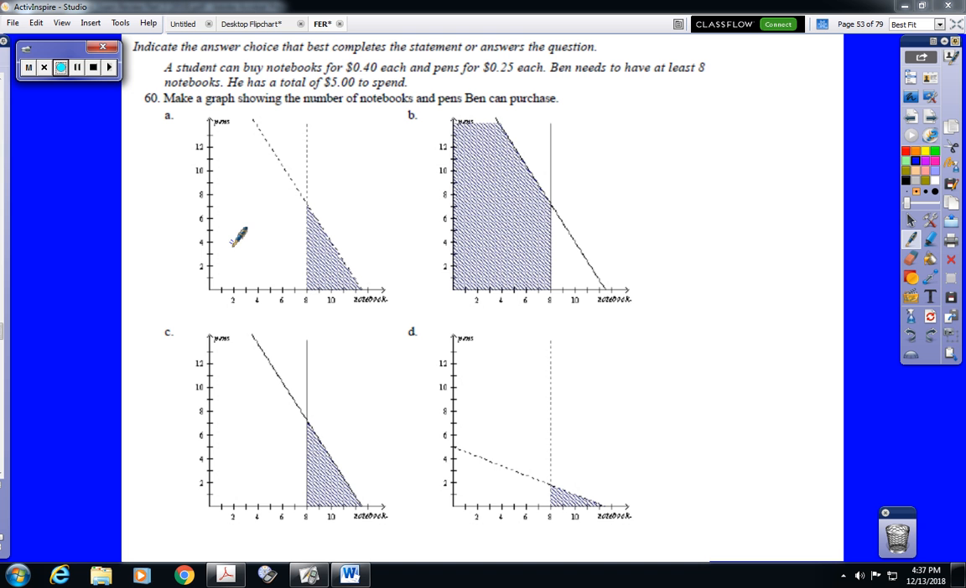Ben needs to have at least 8 notebooks. Okay, so there's one inequality. Ben needs to have at least 8 notebooks. So notebooks, that's your x value. So that would be the inequality. X has to be at least 8. So that's one inequality. Okay?